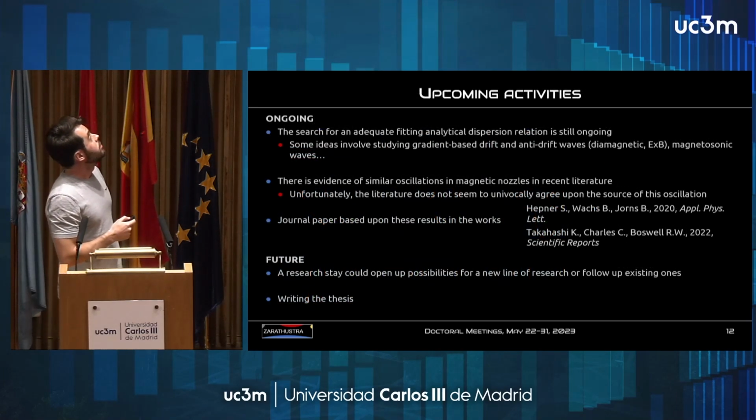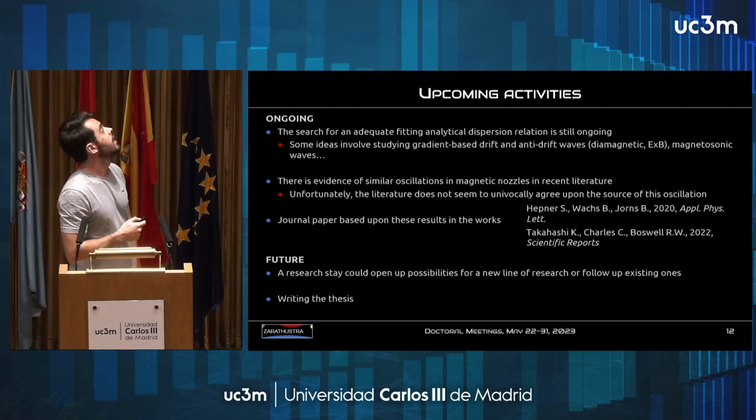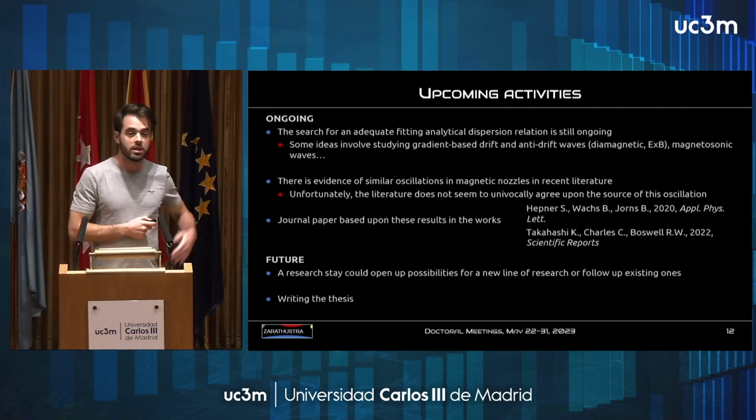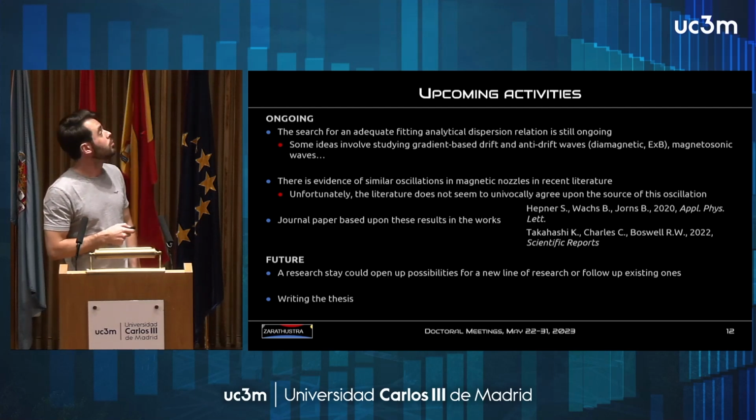Ongoing work is trying to justify this oscillation by computing an analytical dispersion relation. Some ideas include gradient-based drift and anti-drift waves, such as, again, diamagnetic and E cross B drifts. We have also read something that talks about drift magnetosonic waves. The problem is that the literature that talks about results comparable to ours does not univocally agree on the source of this oscillation, two of the main ones shown here.